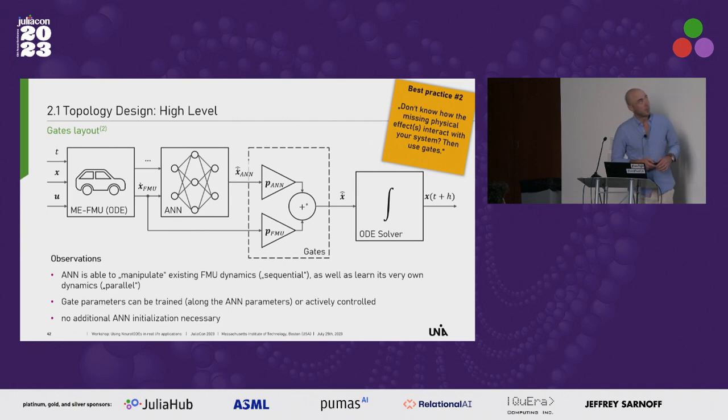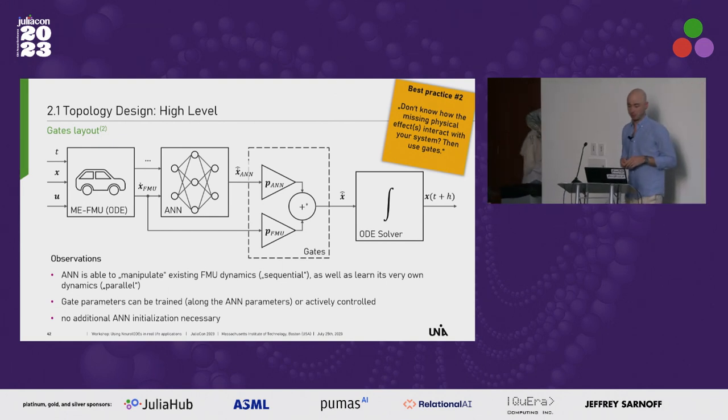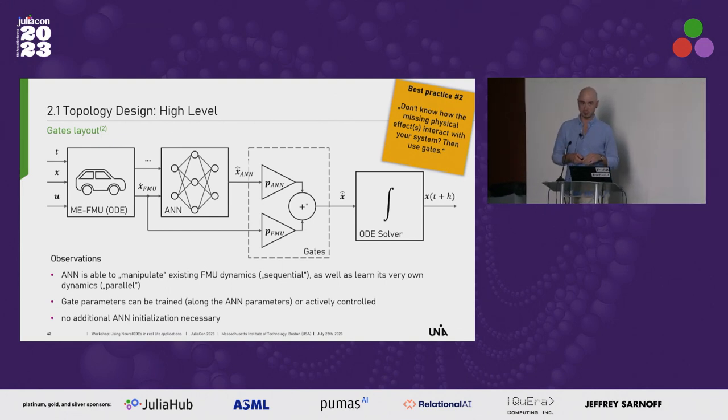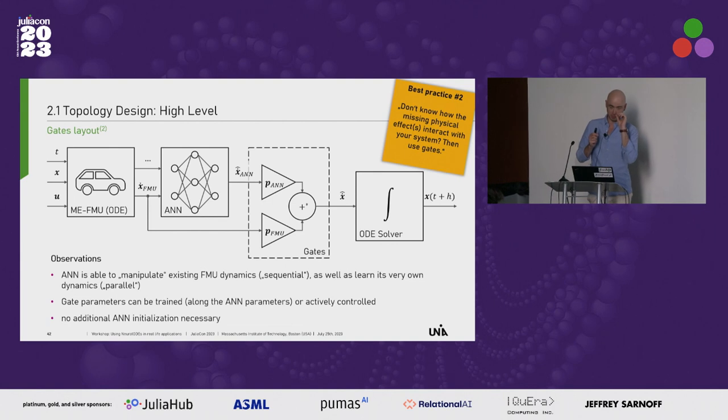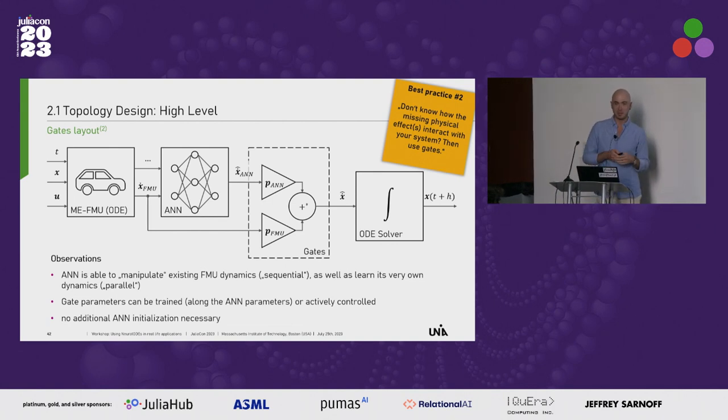So the best practice was to use gates if you are unsure about your topology. And there's, of course, a very little disadvantage because we have more parameters in this case, but one needs to say that the number of parameters in the ANN is much greater than a few gate parameters here. So this doesn't actually really count.